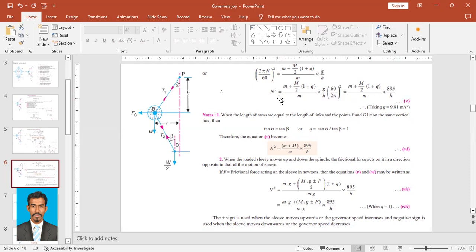So now the subject is n. N squared is equal to small m plus capital M by 2 into 1 plus q upon m into 895 upon h.